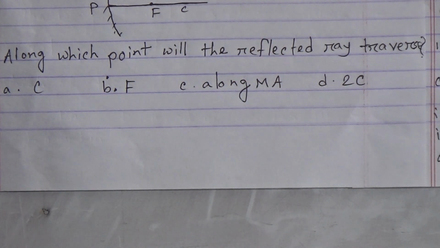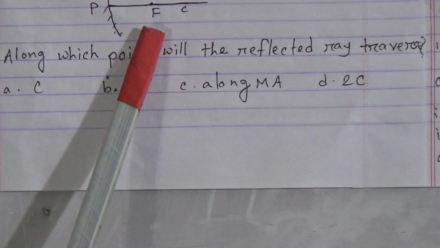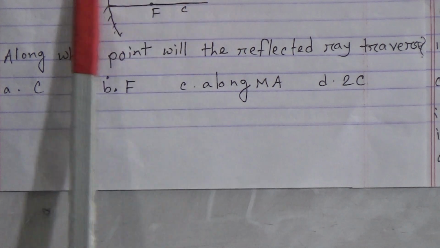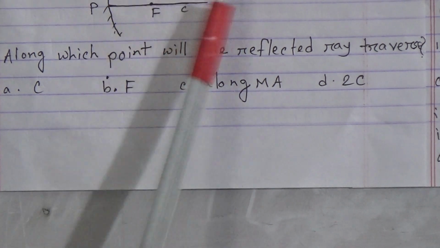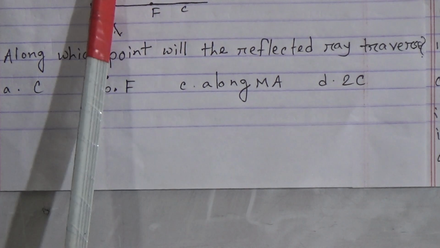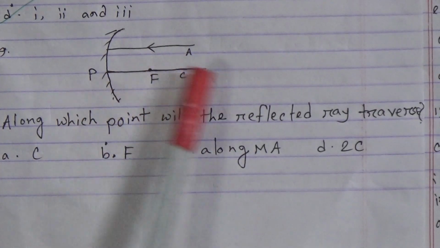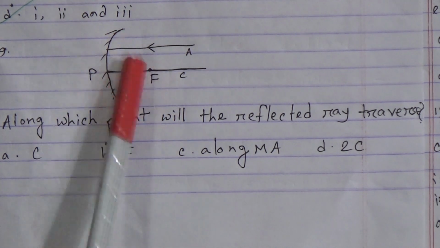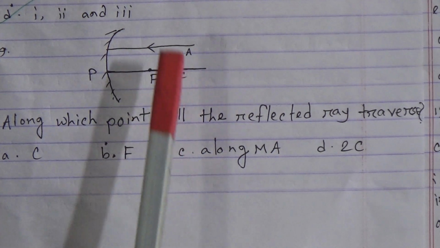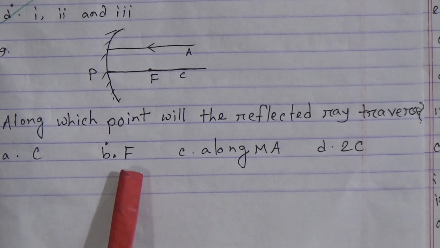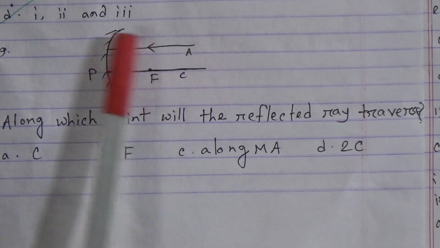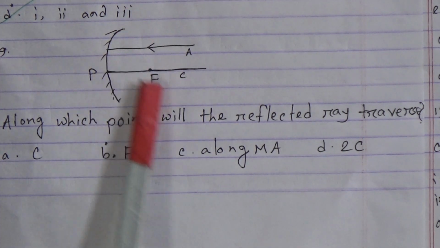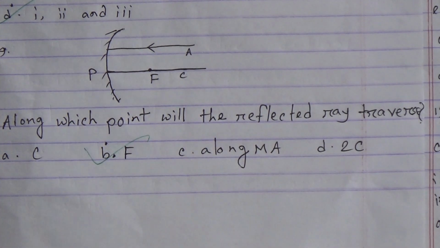My dear students, we have to maintain the three rules. This one is the second rule. If the incident ray is parallel to the principal axis, then it will go through the focal point. Okay, this is the second rule. So according to the rules, option B will be the correct answer. This incident ray is parallel to the principal axis, that's why it will go through the focal point. That means option B is correct.